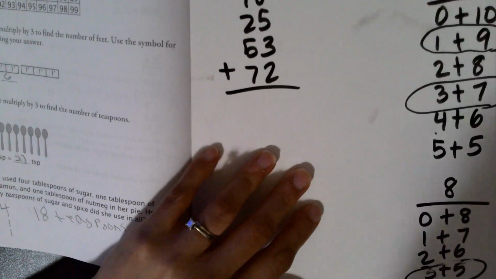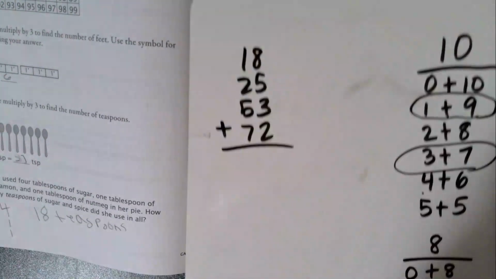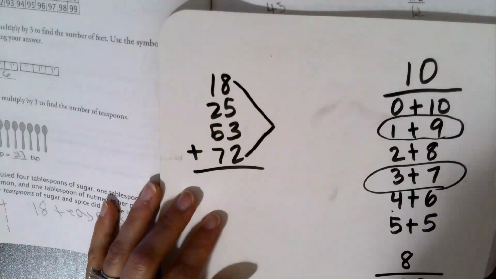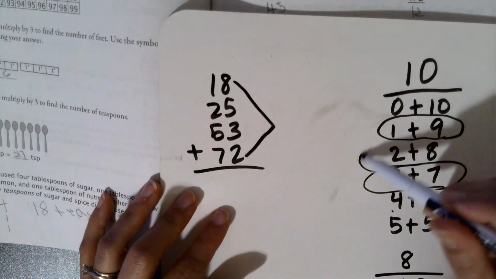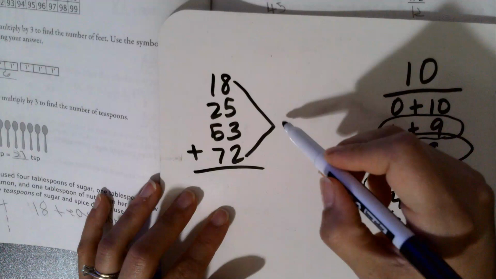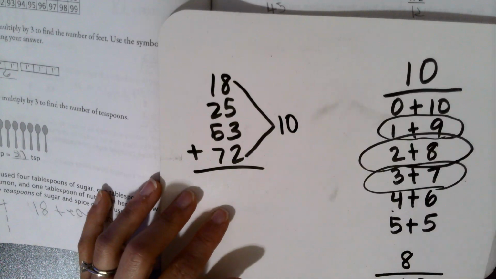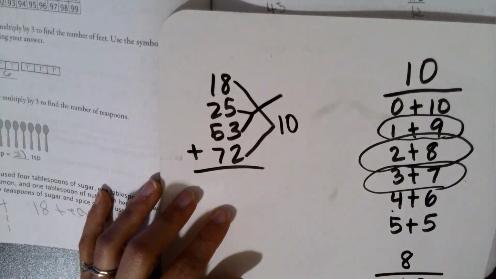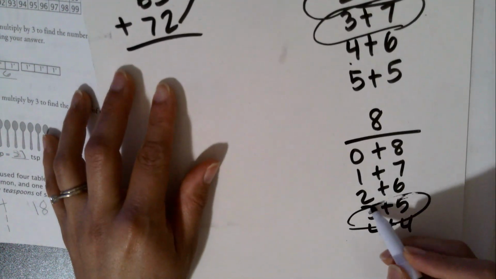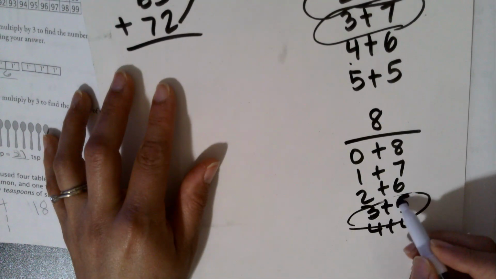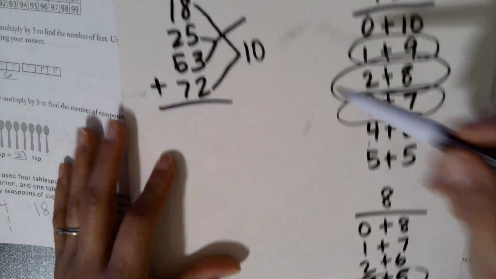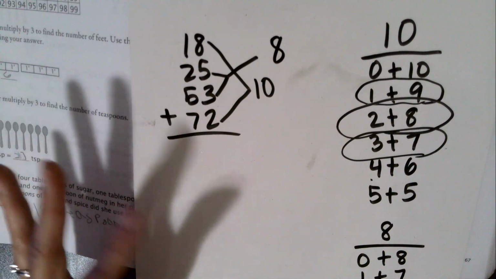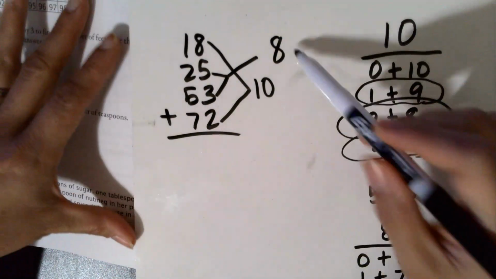So again, let me bring this down more. Okay, so I have 8 and 2, and I know that those are right here. Those are my 10 facts, so those are 10. And then I know that 5 and 3 give me an 8 because I have my 8 facts right here. And this is my 5 and 3 right here. And I know that those equal 8. So this is something I don't even count, I just know it because I know my facts. So then 10 plus 8 is 18.